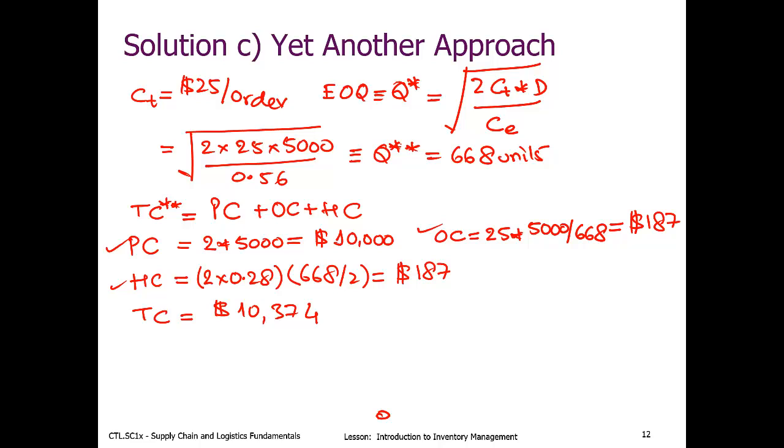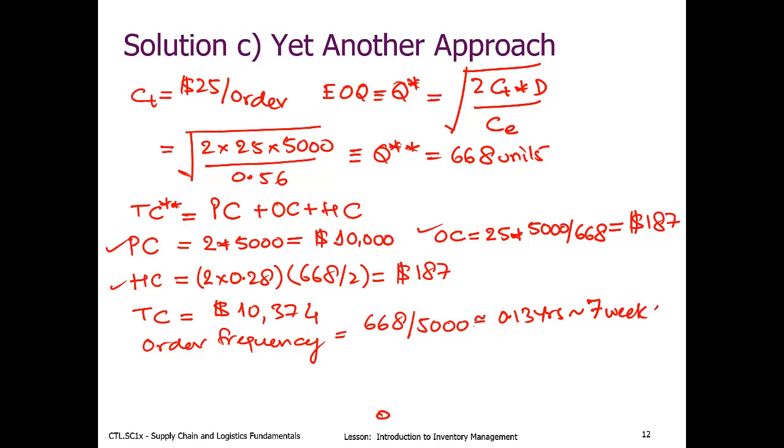And while we are here, let's also try to come up with the order frequency, because we were asked to do so. So what is the order frequency? Well, we know our new EOQ is 668. The demand remains at 5,000. This equates to 0.13 years. It should be 6.95, or roughly 7 weeks.